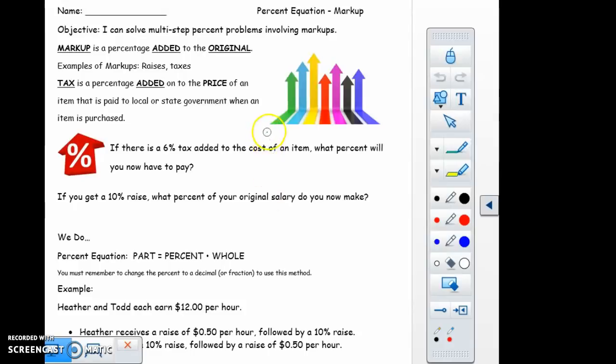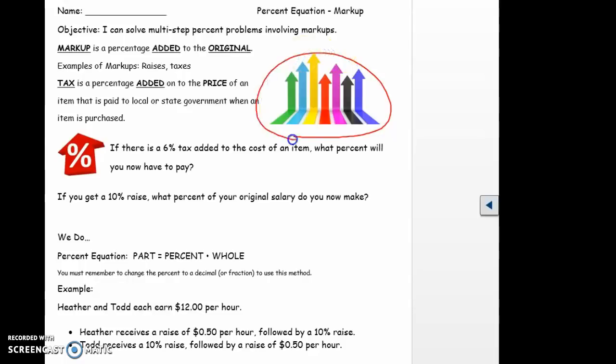And I want you to always remember this picture. Notice all of the arrows are going up. A markup means that we are adding to the original. You just did discounts. Discounts takes away from the original. Markups means we're adding to the original. And the most common form of a markup is a tax, a raise. If you go out to eat and you leave a tip, that's a markup.